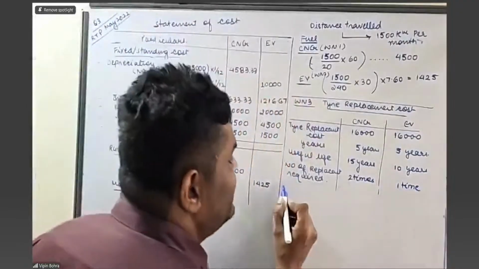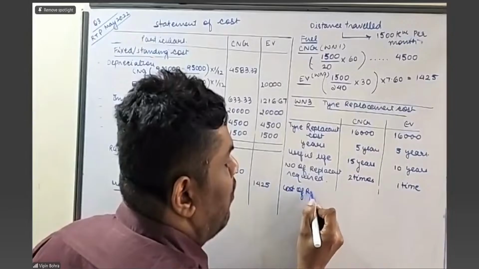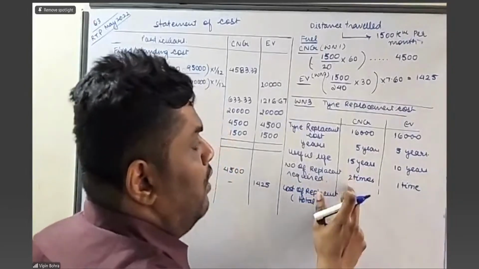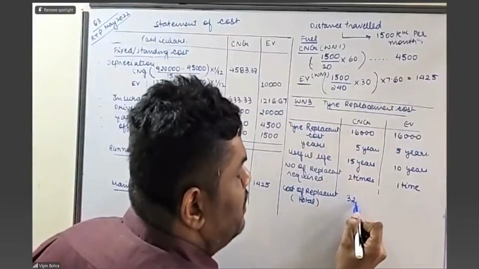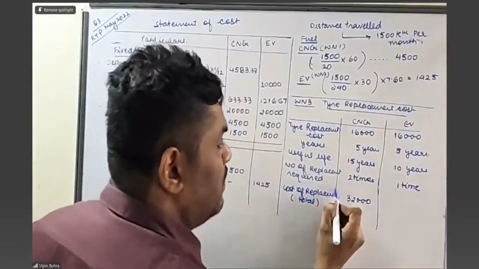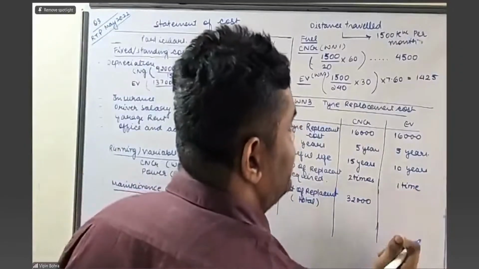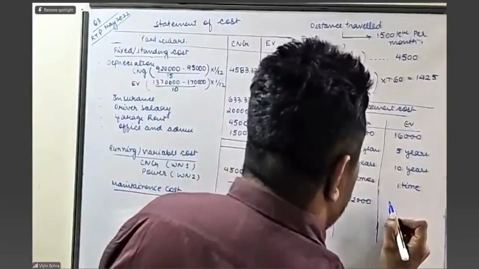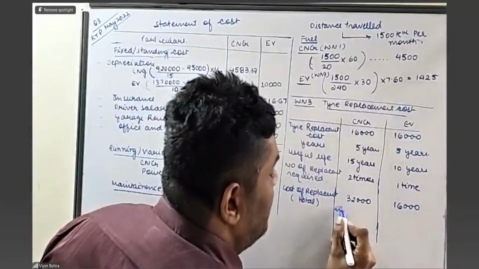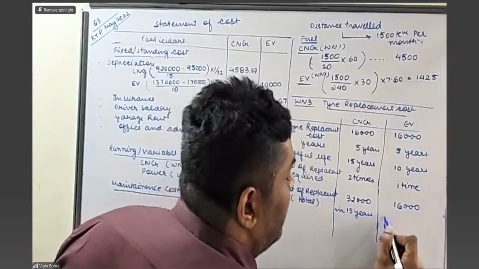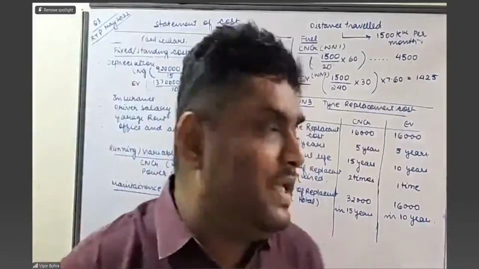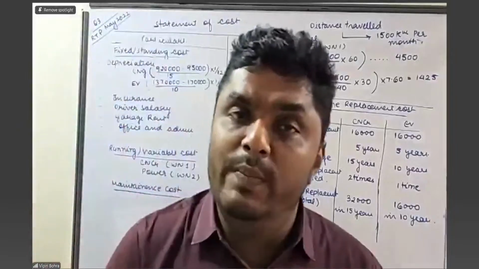So cost of replacement is how much? Total 16,000 into 2, 32,000 in 15 years. And herein the cost of replacement is how much, since the useful life is of 10 years only? So the cost of replacement is 16,000 in how many years? In 15 years and in 10 years. In 10 years, my total cost will be 16,000, and in 15 years, my total cost will be 32,000.